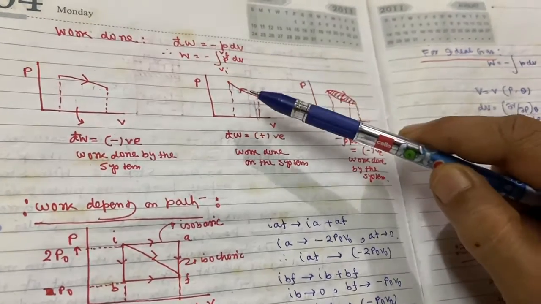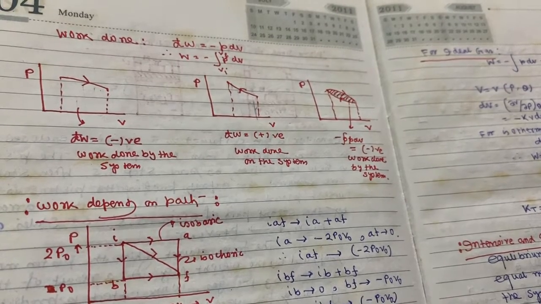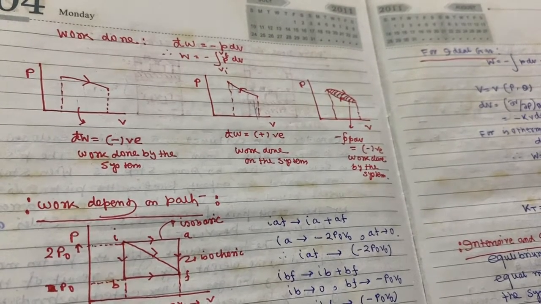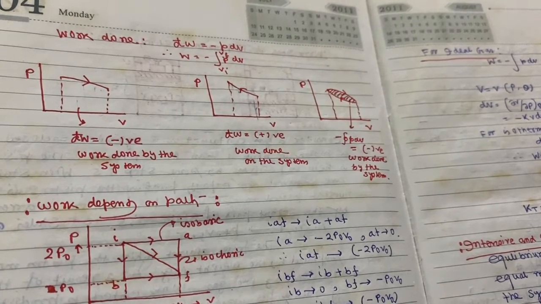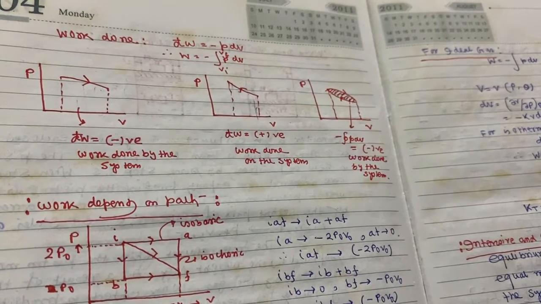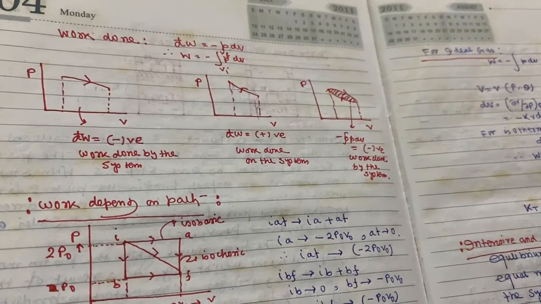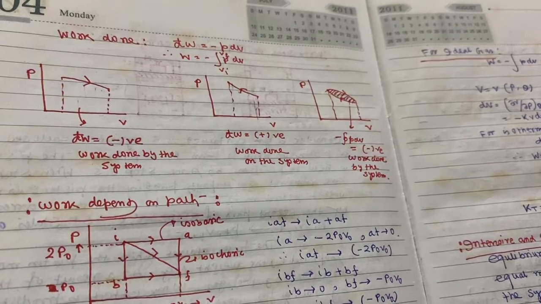For this curve volume is decreased. Why is the volume decreased? Because volume is decreased means pressure is increasing. We are putting force on the piston, so that volume is decreased and pressure is increased. So, it is work done on the system.